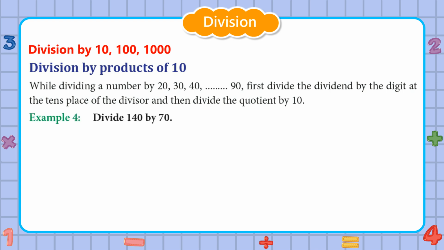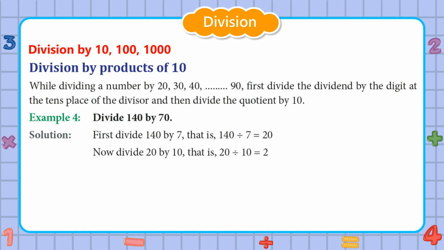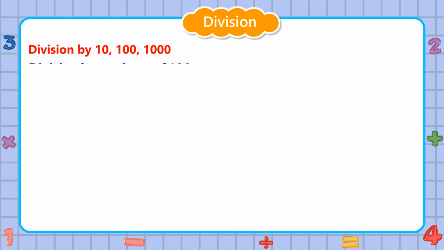Example 4. Divide 140 by 70. Solution. First divide 140 by 7. That is, 140 divided by 7 is equal to 20. Now, divide 20 by 10. That is, 20 divided by 10 is equal to 2. Thus, 140 divided by 70 is equal to 2.